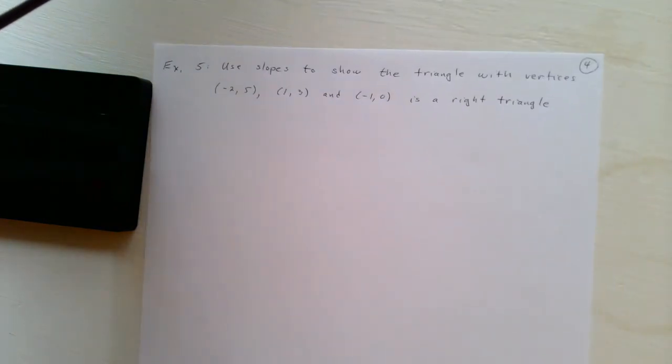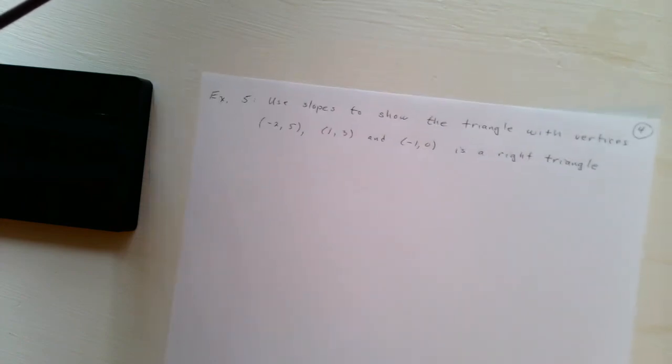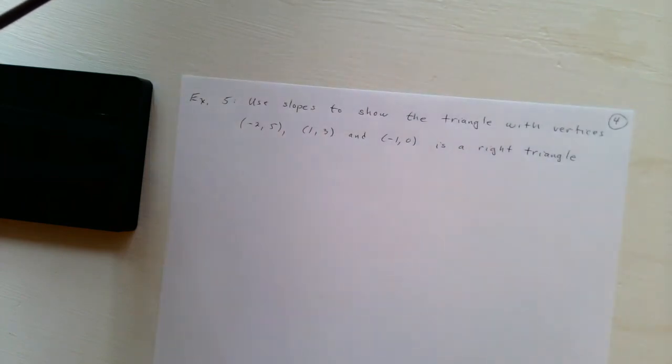Lastly, you'll probably see something like this in your homework. We want to use slopes to show that the triangle with these vertices is a right triangle. And the way we do this is we want to show that two sides of the triangle intersect at right angles. In fact, we can do that by showing that the sides are part of two lines that are in fact perpendicular.